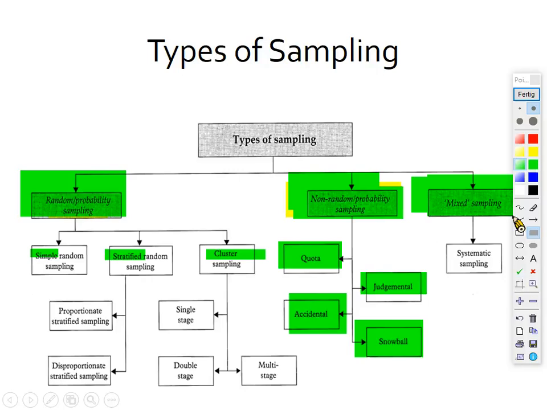Whenever you have a research question, you look at that and you start to look for more details about the sampling strategy you need to have. You can use random, non-random, or mixed. When we talk about random, we have three different kinds: simple, stratified, and cluster.